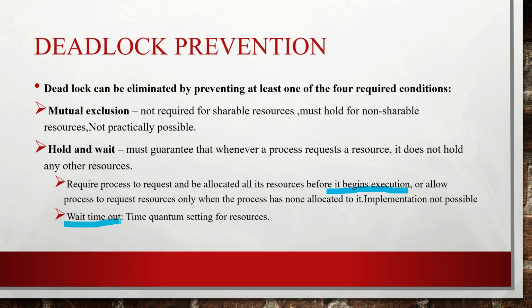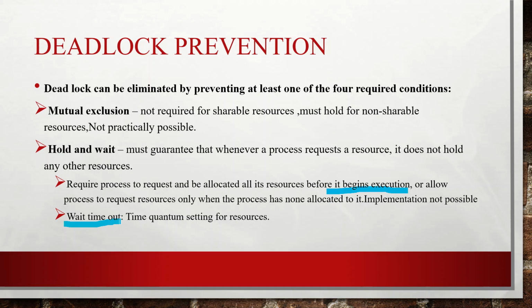So in hold and wait, what are the two methods? First, before starting the execution of any process, first allocate all its resources, then it will start. If any resource is not available, the process has to wait for a very long time to get its resources, and only then will it start its execution. That is practically very difficult, or not at all possible.